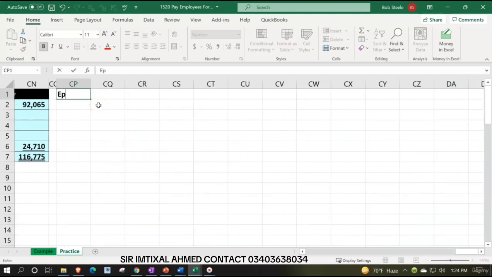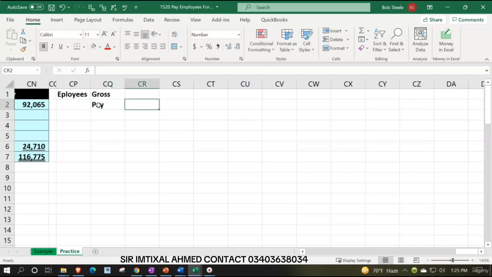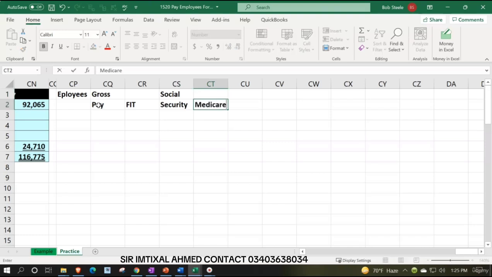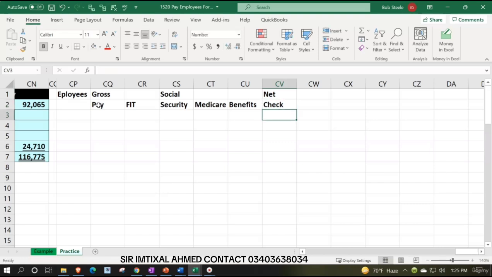I'm going to say we have our employees. We're going to have the gross pay. I'm going to call it gross pay. I'll put the pay on down below. And then we're going to have what I'll call FIT, that's the federal income tax, Social Security, Medicare. If I misspell anything, I apologize. And then benefits, which might be like health insurance that we'll take out and so on. And that'll give us our net check. So this is just a general idea here.